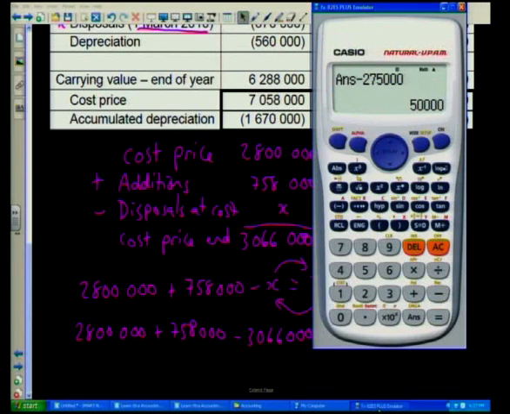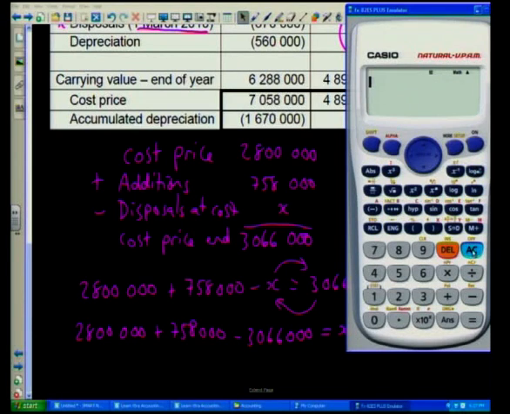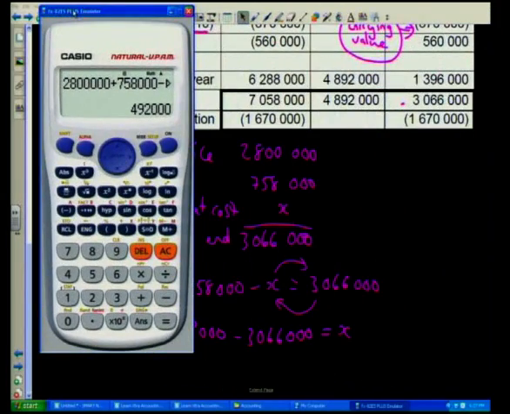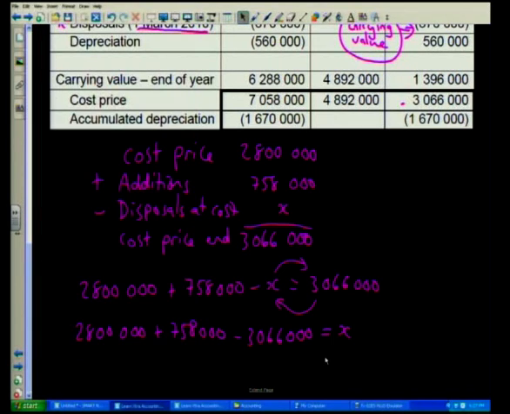Let's do it on the calculator. We want to know what our X is. So it's 2.8 million. Always make sure that you count the number of zeros correctly. Add to that your 758,000. Subtract from that 3,066,000, and that gives us 492,000 Rand. So the answer here is going to be 492,000 Rand. That is the cost price of the asset that we have sold.